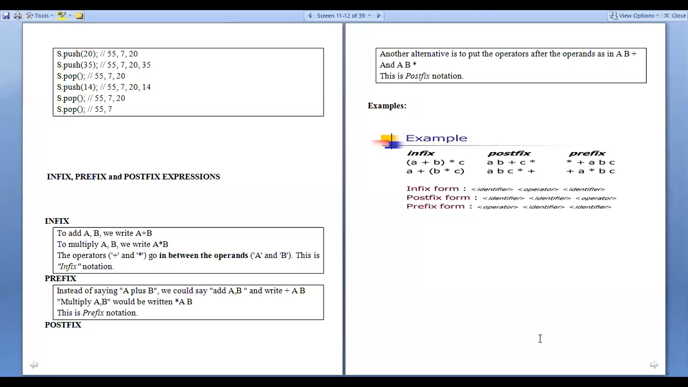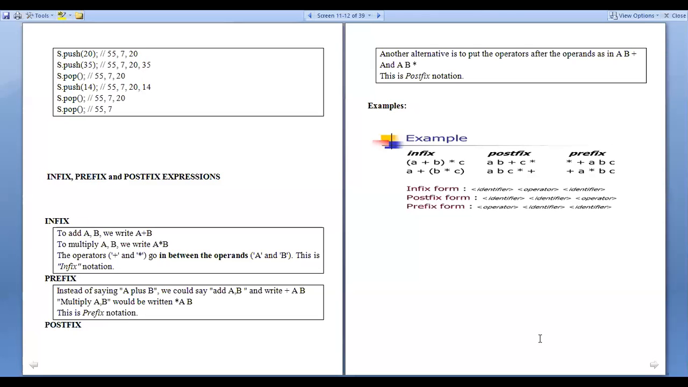We'll go to the infix, prefix, and postfix expression.